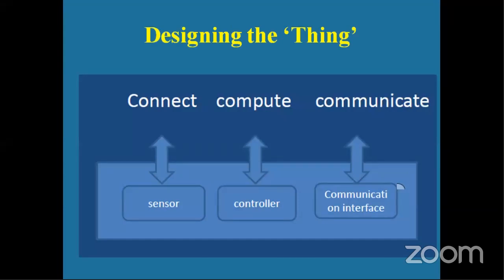Let us take an example. A thing should contain a sensor, a controller, and a communication interface. Sensors will connect, the controller will compute something, and finally the communication interface will be able to communicate. In a broader way, these are the blocks that are required in a thing. It should contain a sensor or an actuator, it should definitely contain a controller, and then it should contain a communication interface. We are going to explain this diagram in more detail in the subsequent slides.